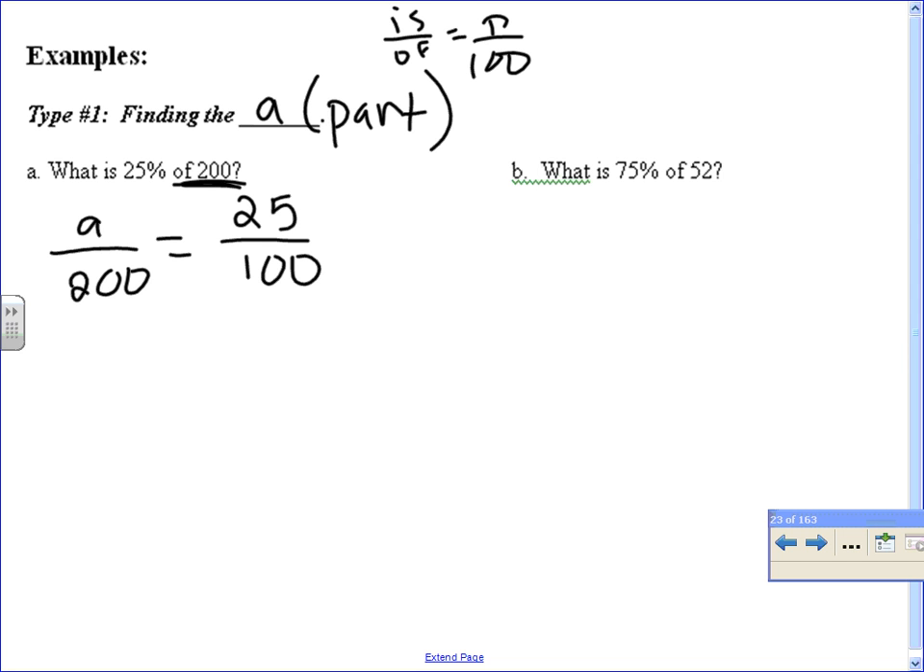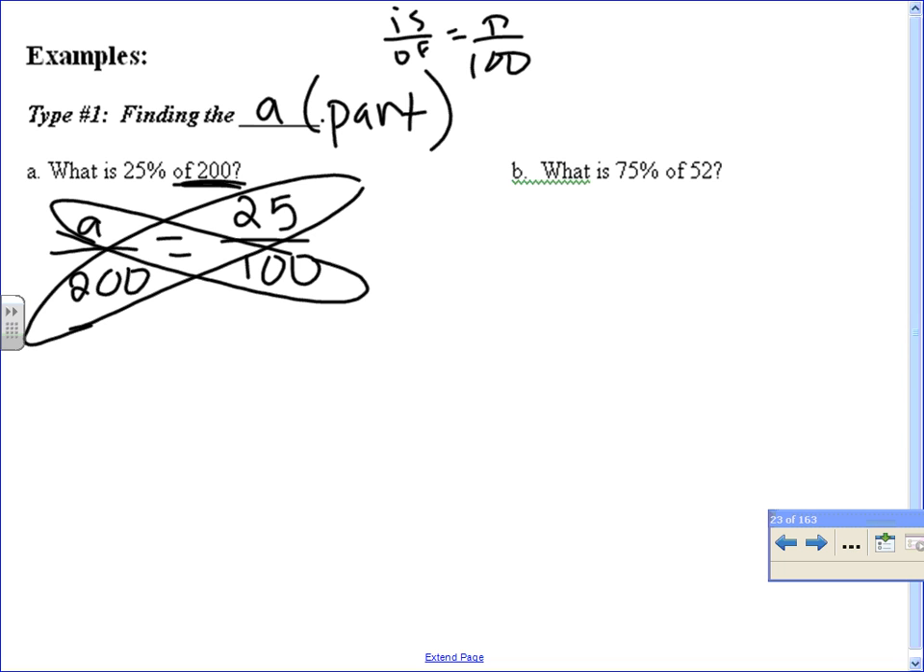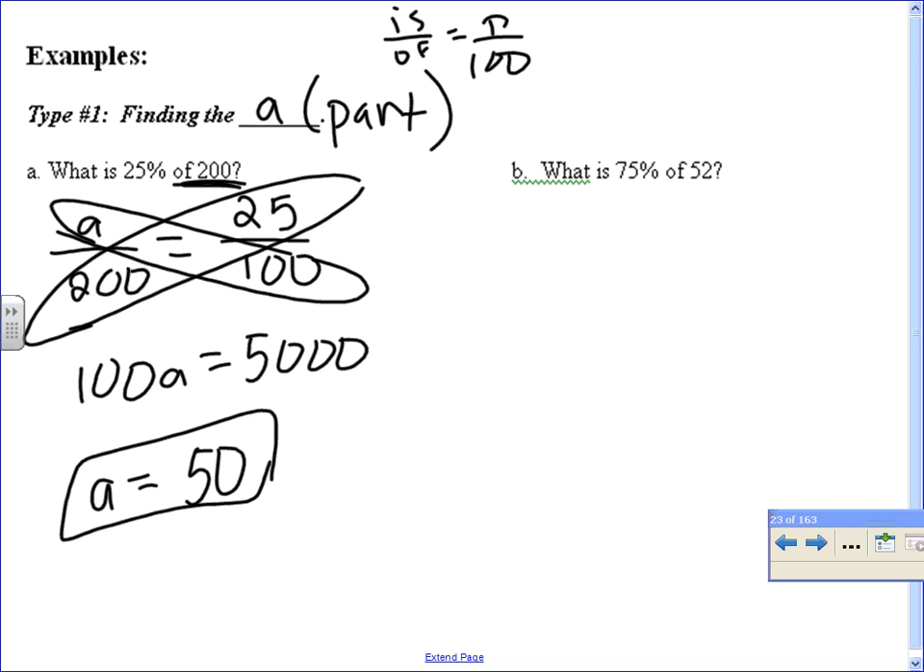To solve, we use cross products. This is why we learned cross products in chapter 6 before we got to this. When you multiply across both ways, you get 100A equals 5,000. And then we divide both sides by 100. What is A? What's the part, Justin? Good, 50. How can we check our answer to make sure that we're not going crazy here?